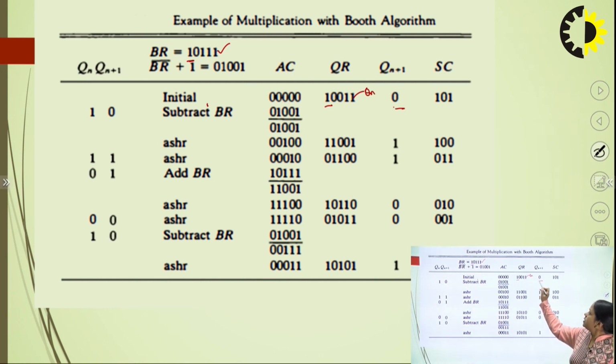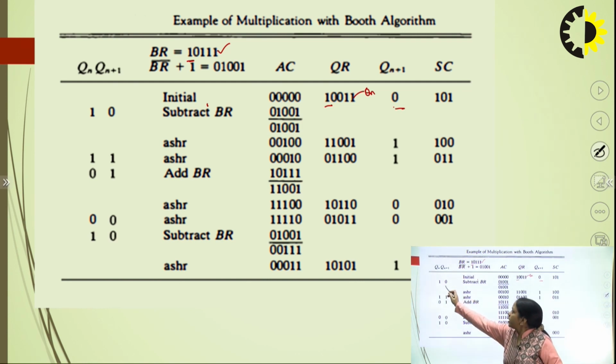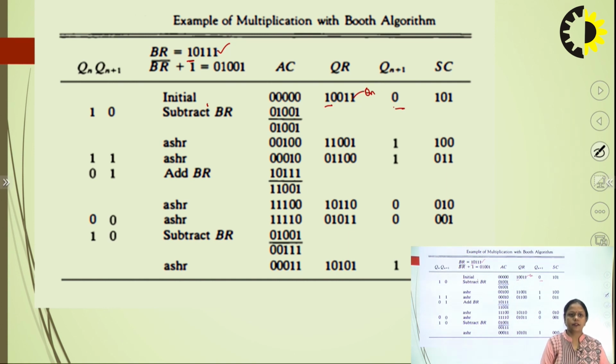Here 1 0 is the value of Qn and Qn plus 1. We have taken here 1 0. In our algorithm we have seen that if the value of Qn and Qn plus 1 is 1 0, then we have to subtract the BR value from the AC value. To subtract the BR value, we will take 2's complement of the BR value. So we have already taken the 2's complement of the BR value.